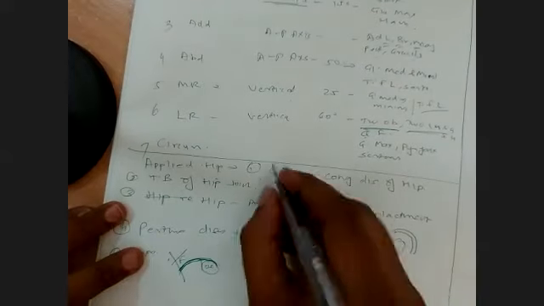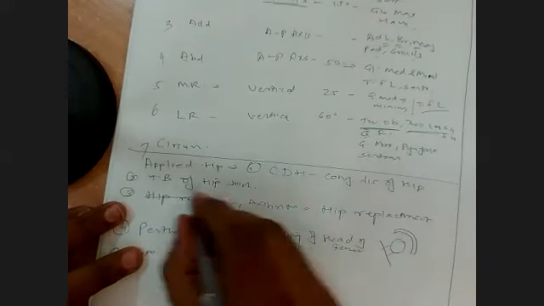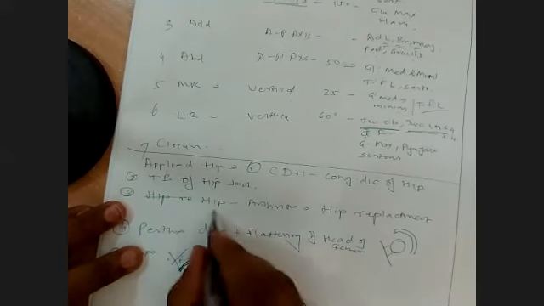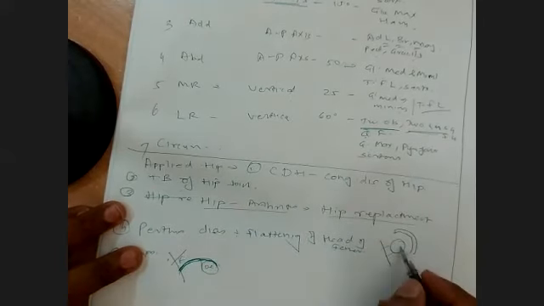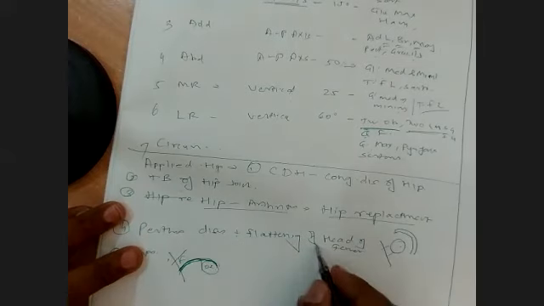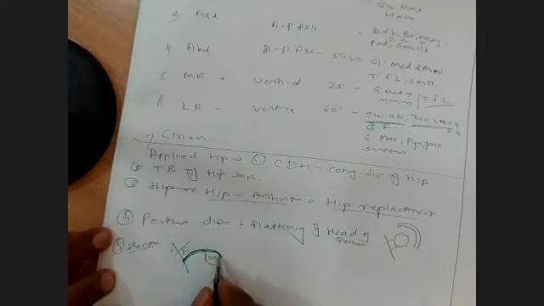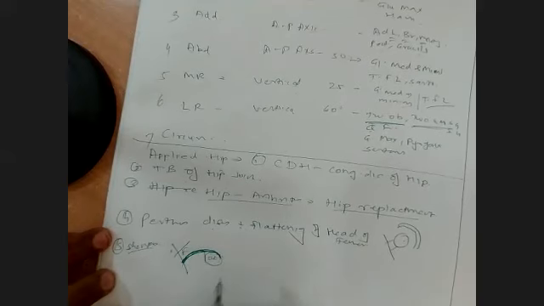Applied anatomy: congenital dislocation of the hip, very common. TB of the hip joint is also common. Hip arthritis, if it becomes very severe, we have to go for hip replacement. Perthes disease, flattening of the head of the femur. There are lines like Shenton's line, where the upper border of the obturator foramen is continuous with the lower border of the neck of the femur.